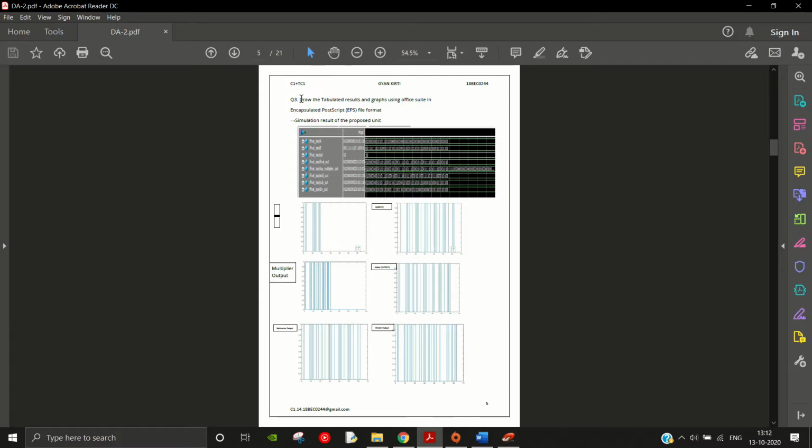So this third question was to draw the tabulated results and graph using Office Suite in EPS file format. So these are the outputs that the people who wrote the research paper got in Verilog. I generated the graphs in MATLAB using these outputs. These are the graphs.